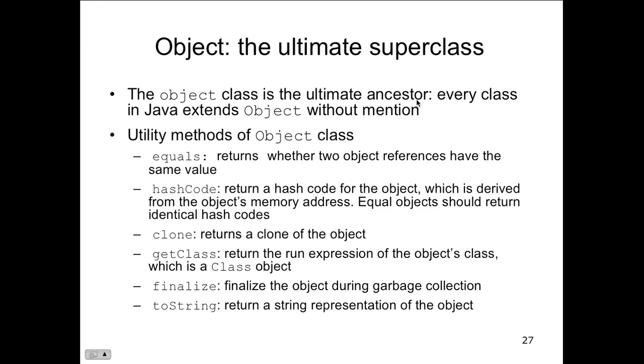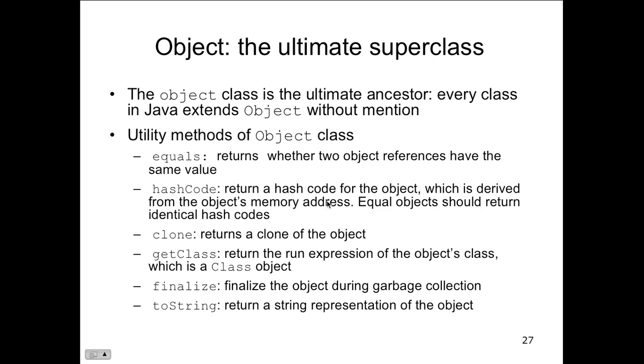So the object class is the ultimate ancestor. Every class in Java comes from the object class without mention. You don't have to say anything at all. Utility methods for the object class, and here we go. Equals returns whether two object references have the same value. You can inherit this. You can run the equals method on two temperatures to see if they're both Celsius. One of them might be Fahrenheit, and you're checking to see if the data members of those two objects are equal. So equals will come in handy for that.